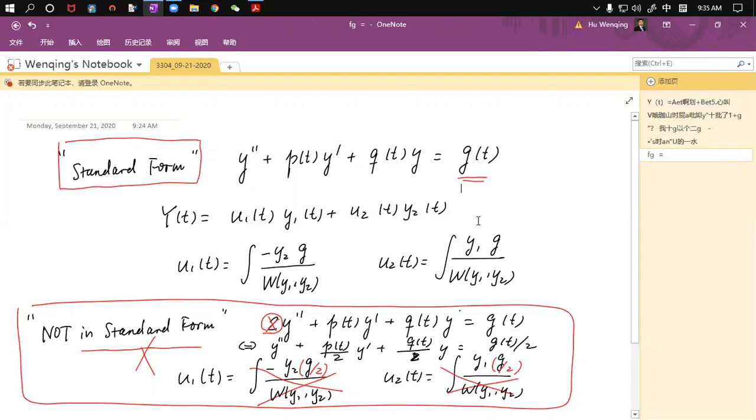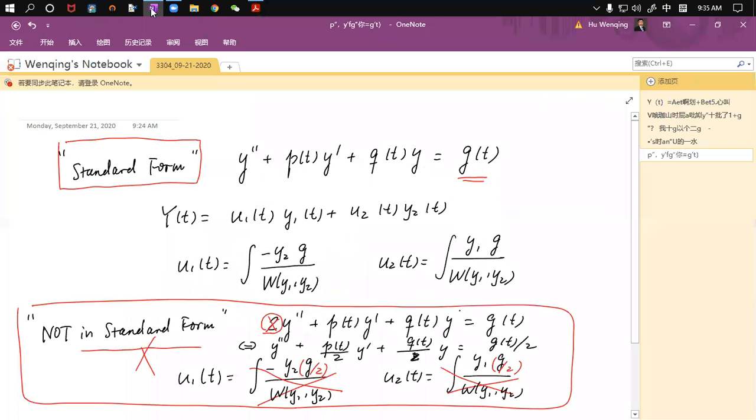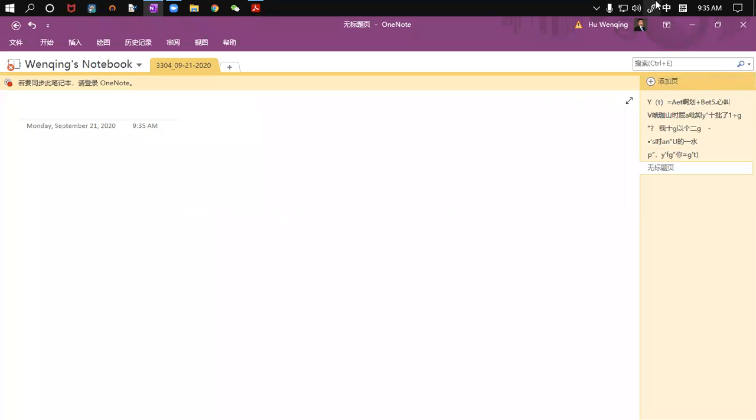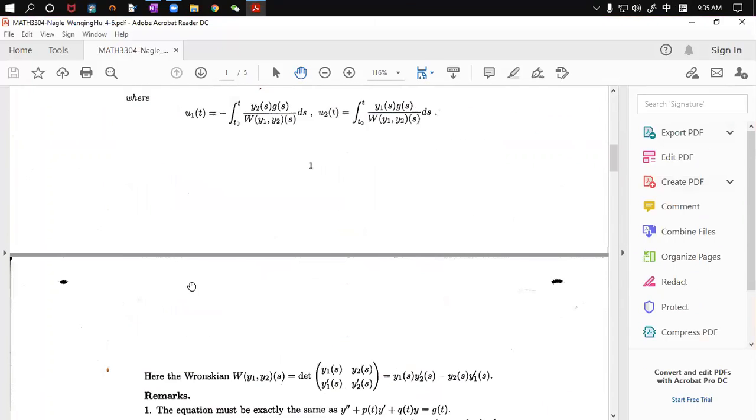So that's why we emphasize standard forms of this equation again and again during these lectures, because you really need the equation to be in a standard form in order to apply the right formula. So here, a very important remark is that the equation must exactly have the standard form. That means the leading coefficient must be 1. So that's very, very important. You must turn the equation into standard form before you can apply anything. Is that good, family? Okay, so that's all the remarks that I would like to make about this method of variation of parameters.